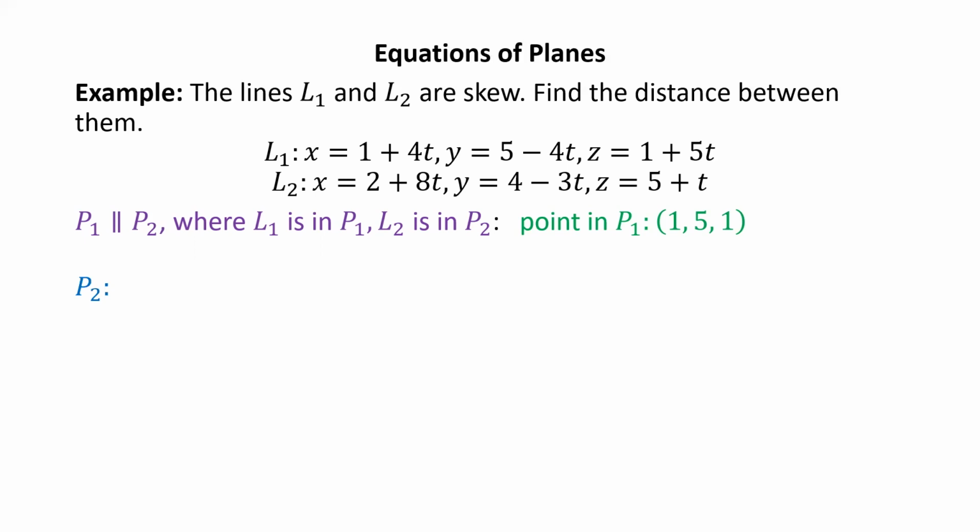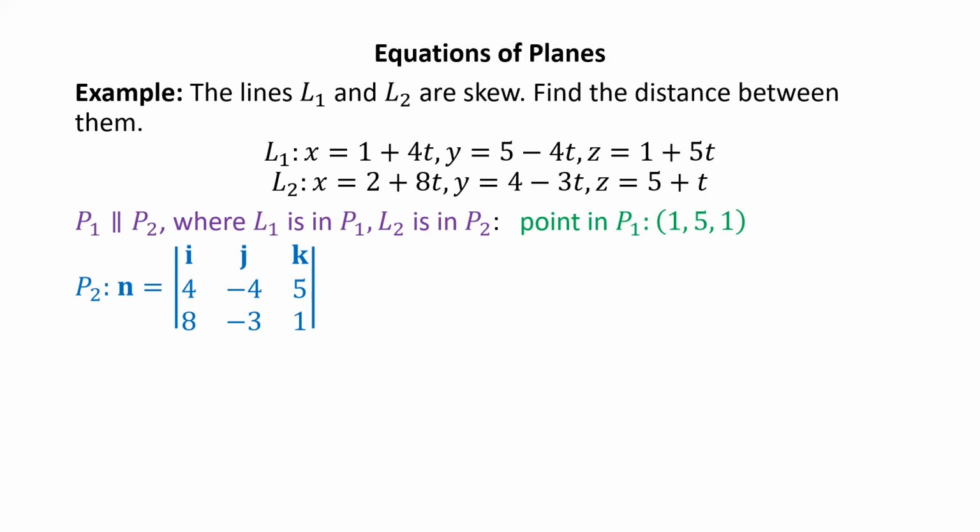Next, we have to deal with the second plane, P2. We want to write an equation of this plane. So we're going to need a point in the plane and a normal vector to the plane. Let's start by getting the normal vector to the plane. How did I come up with these numbers here? Well, I simply used the vectors that define lines L1 and L2. Notice I put in 4, negative 4, 5 from L1 and 8, negative 3, 1 from L2.